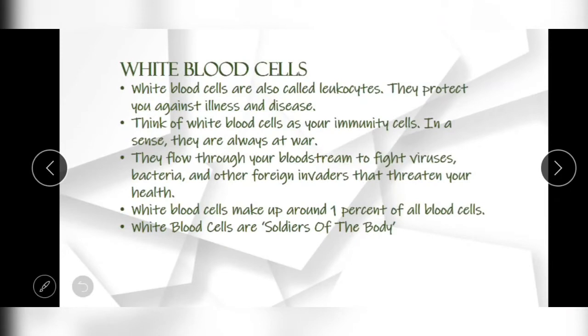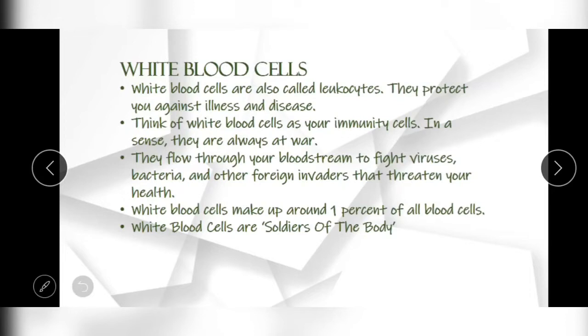So next we'll be coming to see white blood cells. White blood cells, as we all know, are called leukocytes. These protect you against illness and disease. We all know this provides us immunity. So why do we need immunity? If we do not have immunity, what will happen?